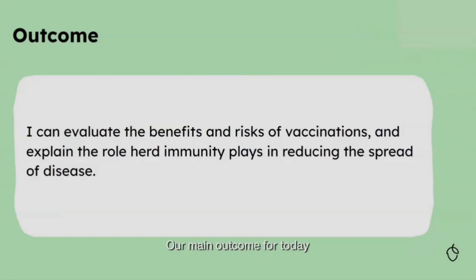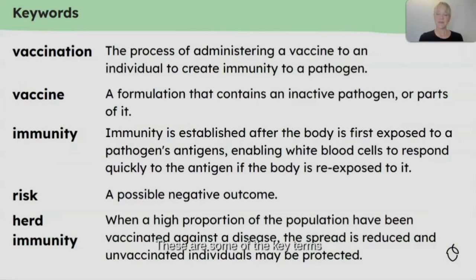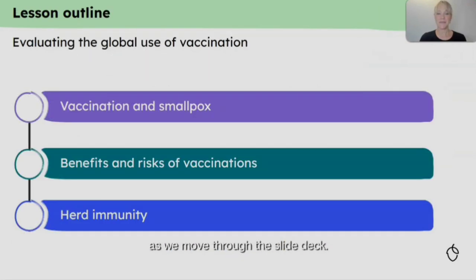Our main outcome for today is: I can evaluate the benefits and risks of vaccinations and explain the role herd immunity plays in reducing the spread of disease. These are some of the key terms that we're going to be using today, and if you would like to pause the video and read those over, please do that now. But rest assured, I will talk through each one of those as we move through the slide deck.